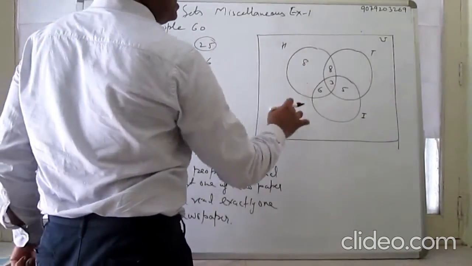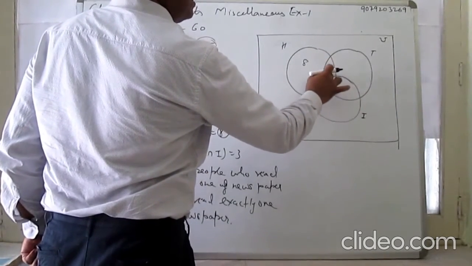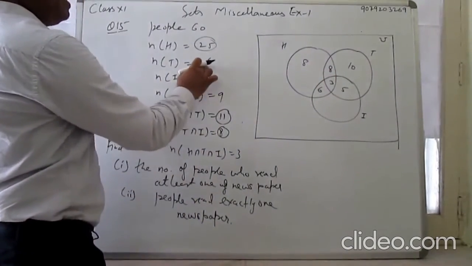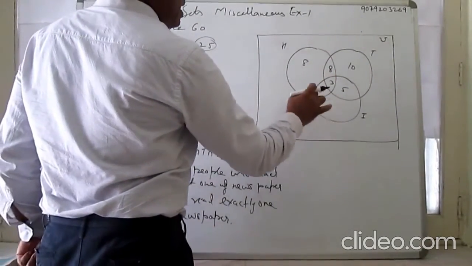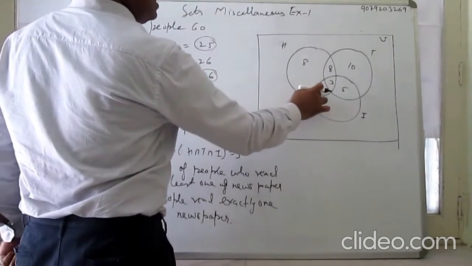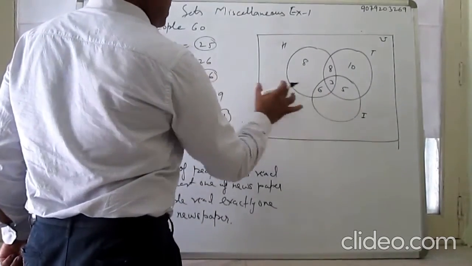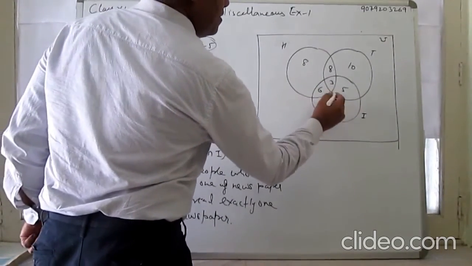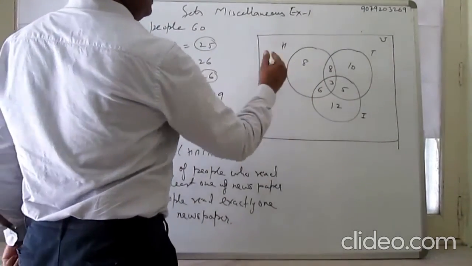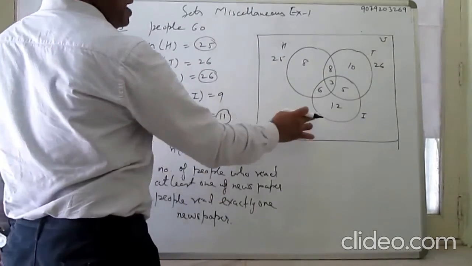Now 26. T में कितने हैं? 26. इधर कितने आ गए T में? 8, 3, 5. कितने हुए? 11 और 5, 16. 16 में क्या जोड़े? 10. इधर कितने हैं I में? I में कितने हैं? 26. So 6 और 3, 9, 14. 14 में क्या जोड़ूं? और I में 26 चाहिए मुझे. कितने की कमी पड़ रही है? 14 हो गए. 14 में 12 जोड़ दिए, कितने हो गए? 26. Now see, H is 25, you can calculate T 26 and I is 26.